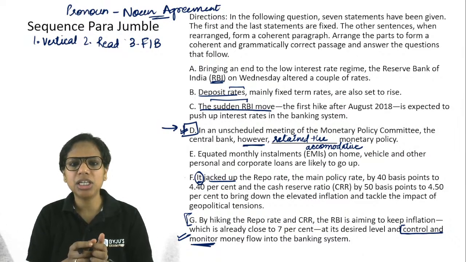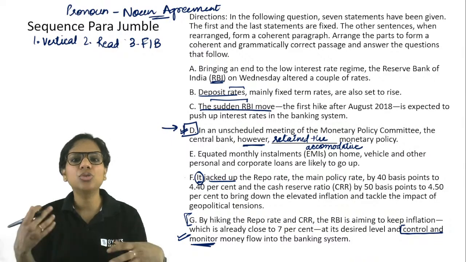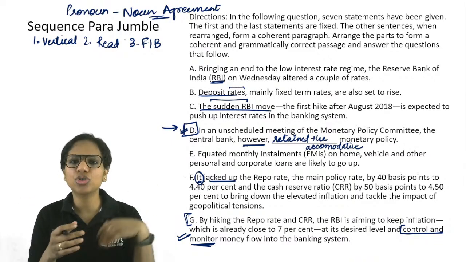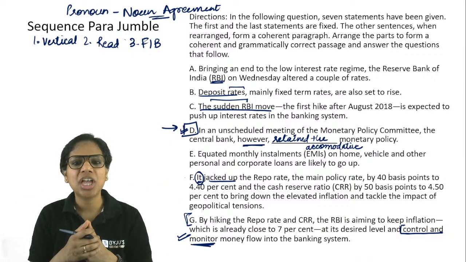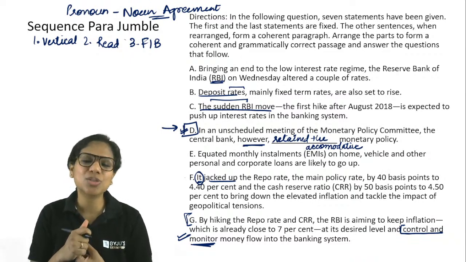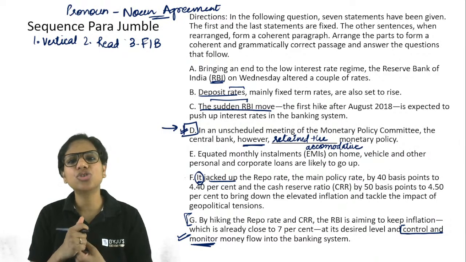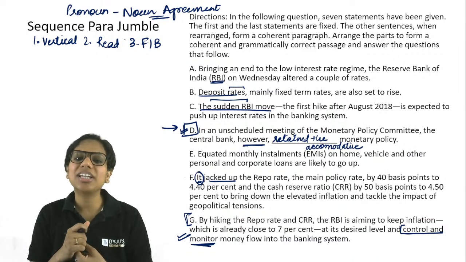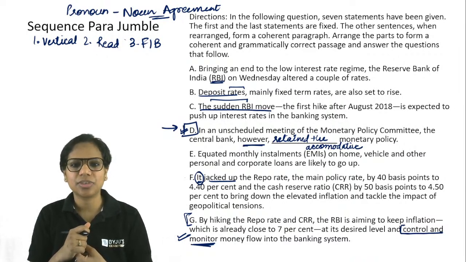But if you see, D has a "however", right? And usually, "however" implies a contradiction of something that has been stated earlier. If I can find that something that has been stated earlier and that contradicts what is mentioned in D, then D should not be the first sentence, isn't it? So it all depends on whether I can find something that contradicts D, and I can find something.